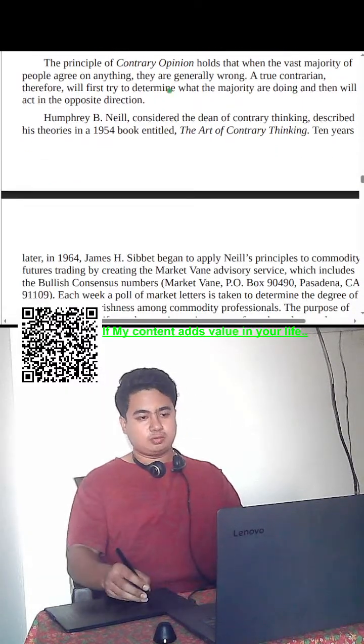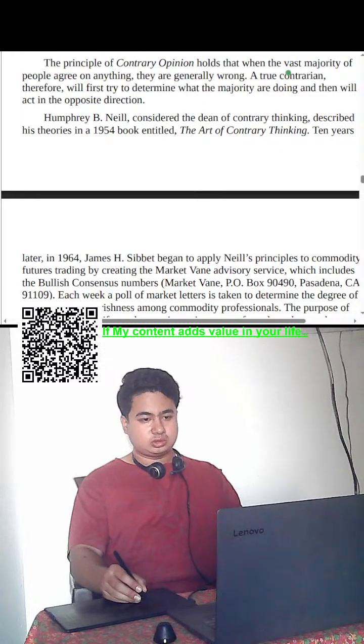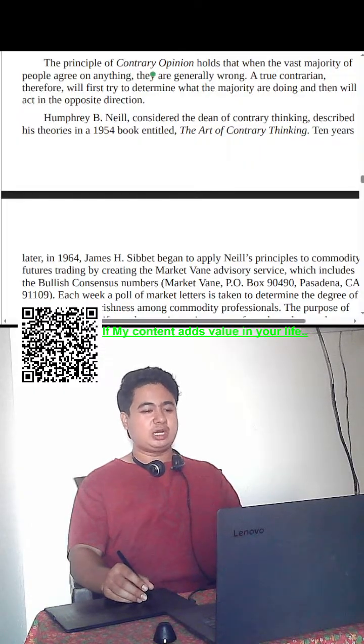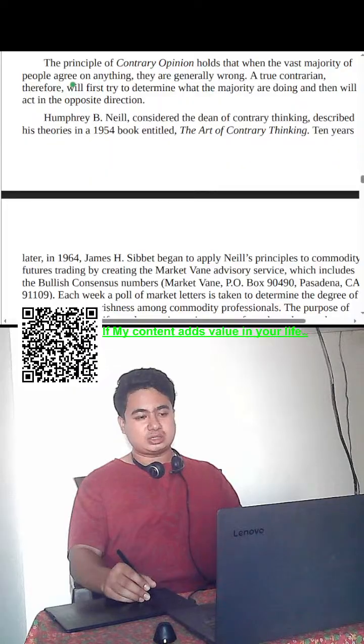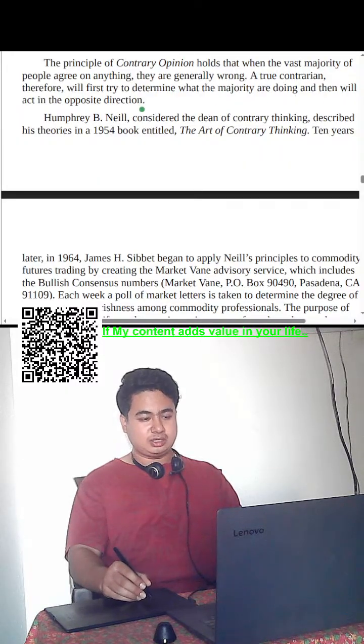The principle of contrary opinion holds that when the vast majority of people agree on something, they're generally wrong. Okay, so that's what contrary opinion is. So if the vast majority is thinking something, then they are generally wrong. A true contrarian, therefore, will first try to determine what the majority are doing, and then will act in the opposite direction.